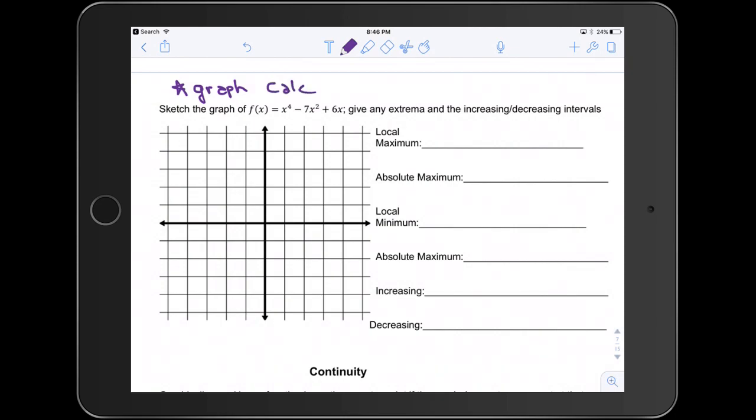So we have a fourth degree polynomial, and it says sketch the graph. Now, sketch does not mean give a rudimentary drawing. It means to not have to graph a million points, but I'm expecting you to actually graph the zeros and put in the absolute and relative mins and maxes points. And then from there, give any extrema and the increasing, decreasing intervals.